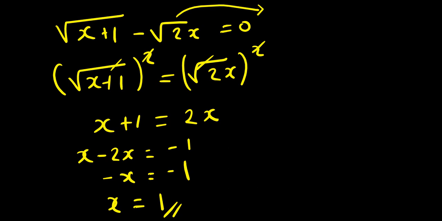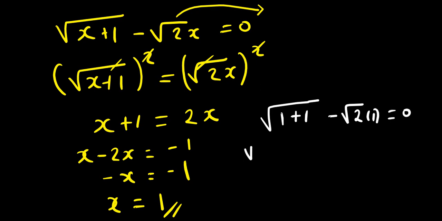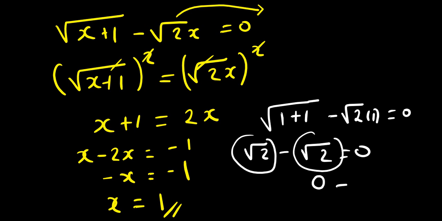How are we going to check our solution? Again, we take the actual expression, and wherever there is x, we replace it by 1. So the square root of 1 plus 1 minus the square root of 2 times 1 equals 0. So this is the square root of 2 minus the square root of 2, a positive root 2 and a negative root 2 just give you 0. So 0 equals 0. Therefore our solution set is that 1 is our solution.